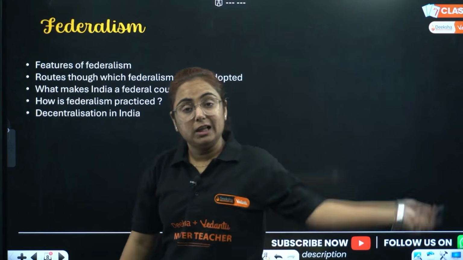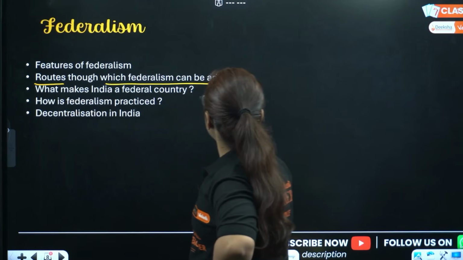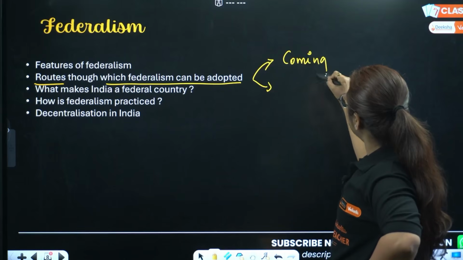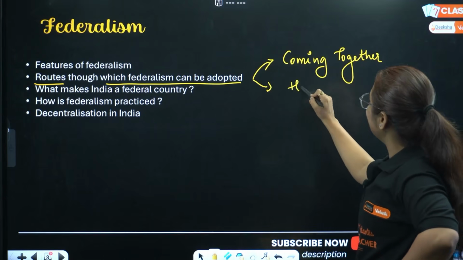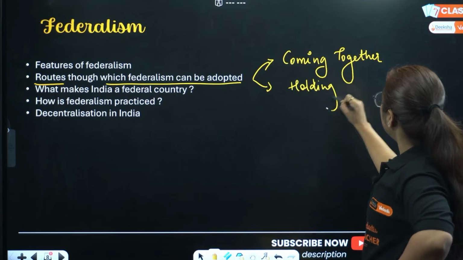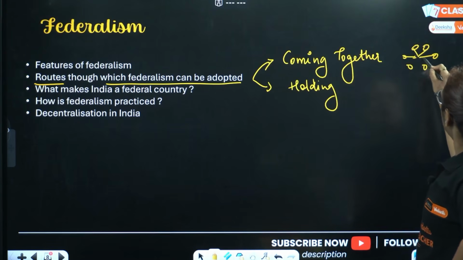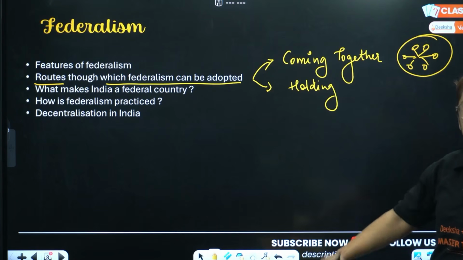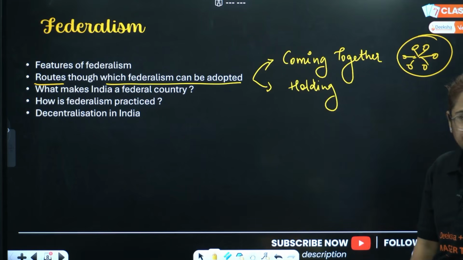Another important topic from the same chapter is the routes through which federalism can be adopted. There are two routes. One is coming together federalism, the other is holding together federalism. Coming together is when different units come together to form a single unit. Examples are the USA, Switzerland, and Australia.